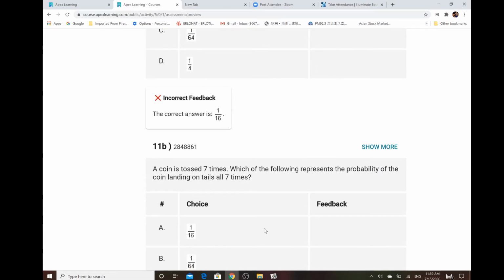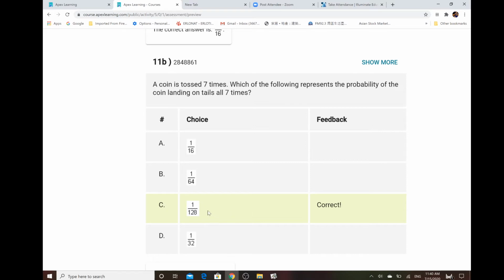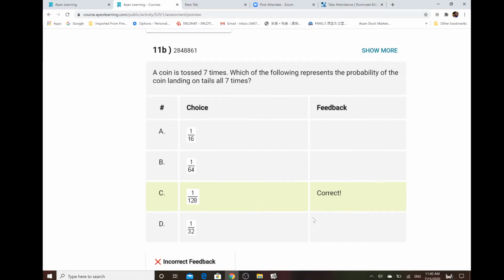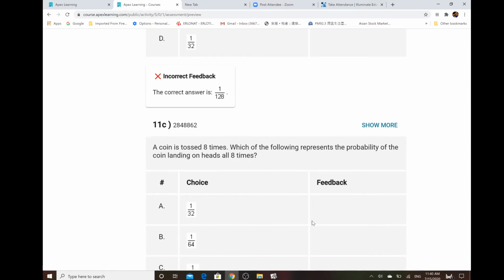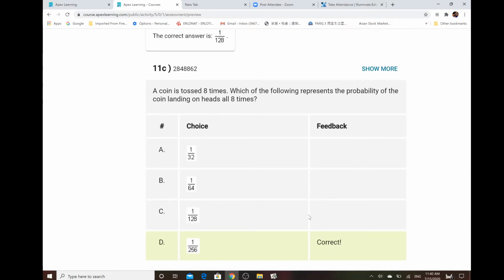And a coin tossed 7 times. Which of the following represents the probability of a coin landing on tails all 7 times? This one is just 1 over 2 to the power of 7, then that'll be 1 over 128. So it's quite similar to 11a. So 1/2 to the power of 8, so it's 1 over 256.